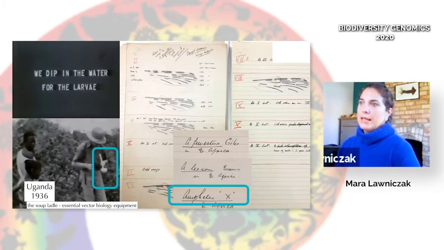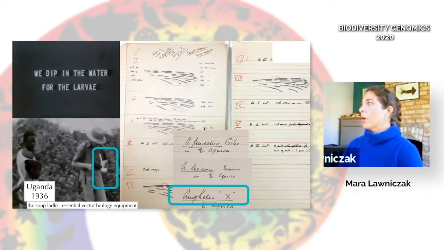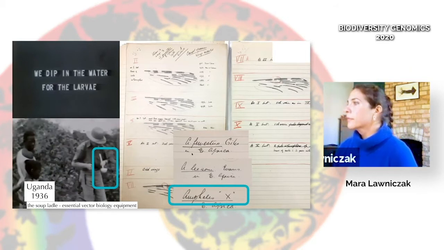Here is Leeson using a soup ladle, which is an essential piece of vector biology equipment to catch larvae swimming around in water. Here are some drawings from a collection of them trying to work out different wing patterns.